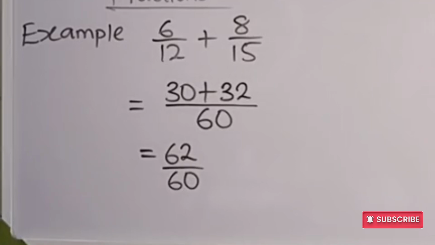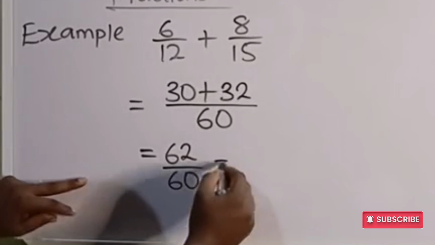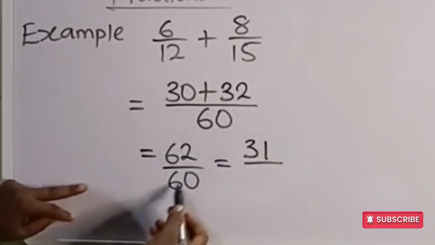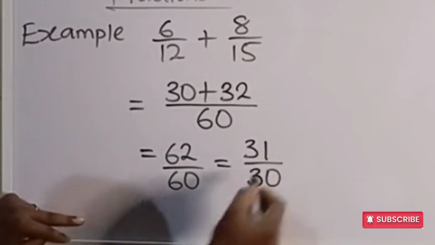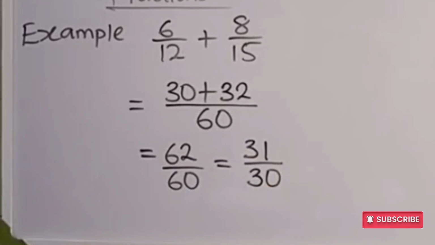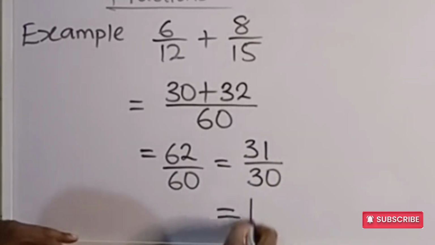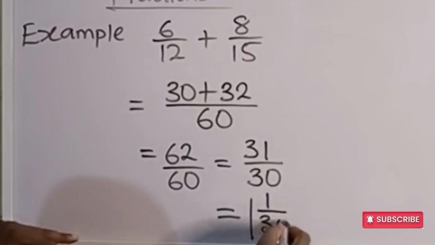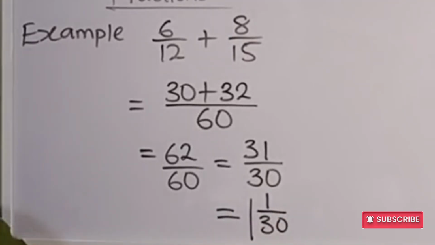Okay? But we can break this down because 2 can divide both 62 and 60. 62 divided by 2 gives us 31. 60 divided by 2 gives us 30. So at the end of the day, our answer is one whole number, 1 over 30. Okay. So we have seen how to add fractions when the denominators are the same. We have also seen how to add fractions when the denominators are different. Let's solve one question where we subtract fractions when the denominators are different.